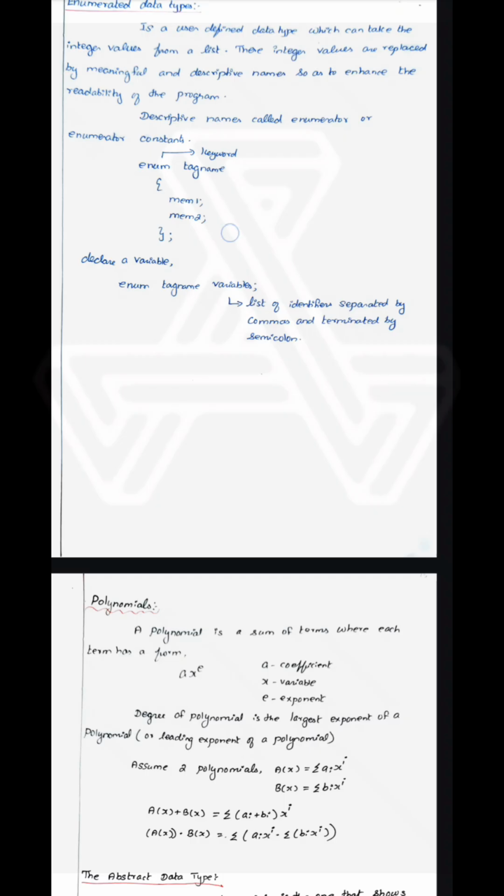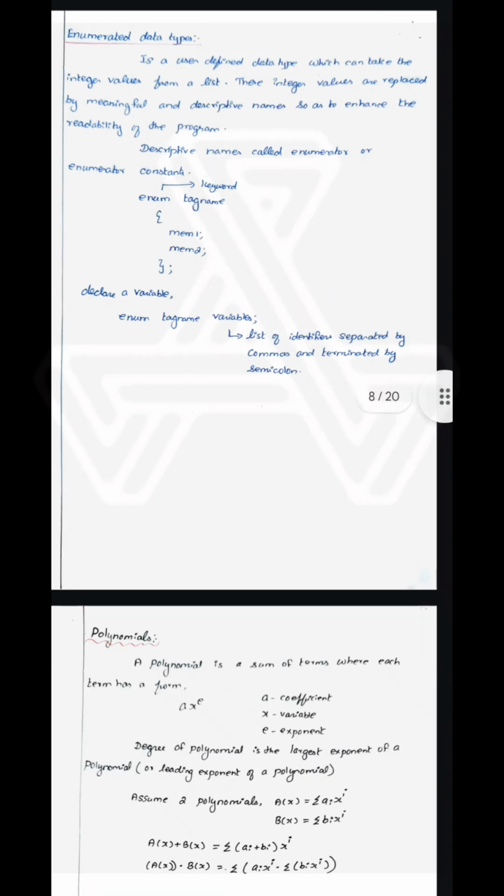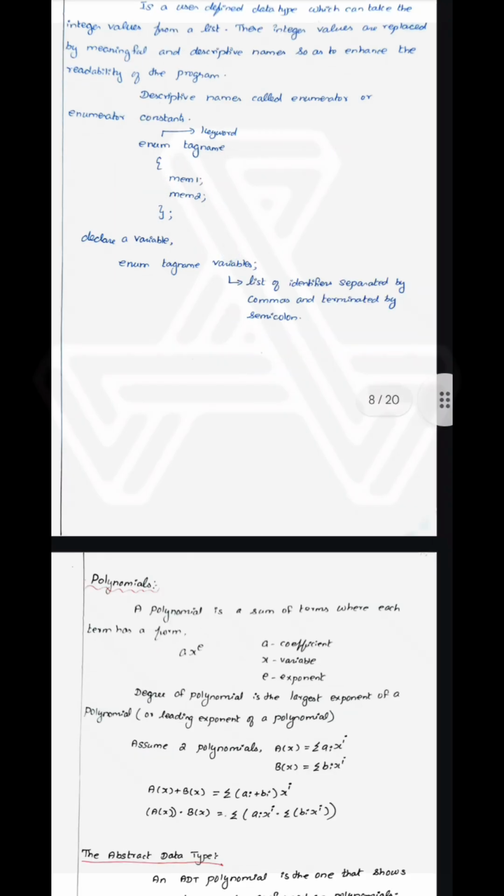That is, it is a user defined data type which can take the integer values from the list. These integer values are replaced by meaningful and descriptive names so as to enhance the readability of the program.